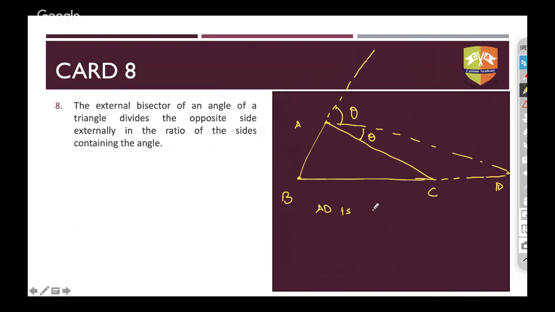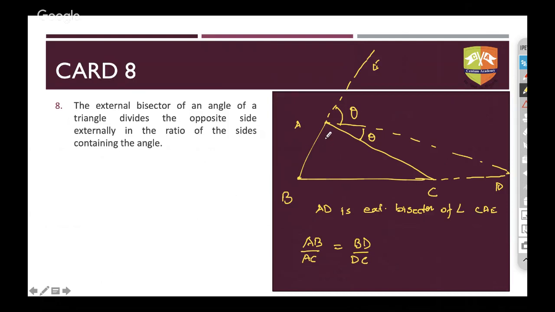AD is the external bisector of angle CAE. If that is so, then we know that AB upon AC is equal to BD upon DC. That's what it will be, right?